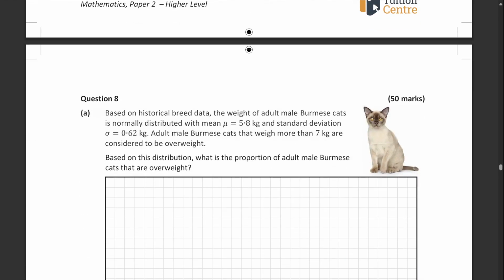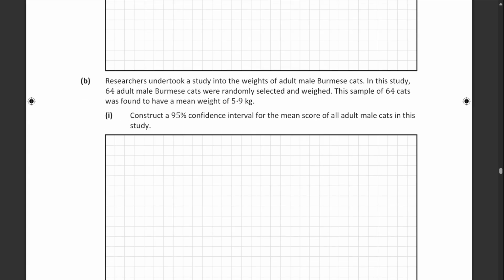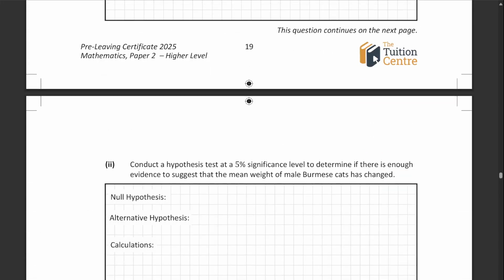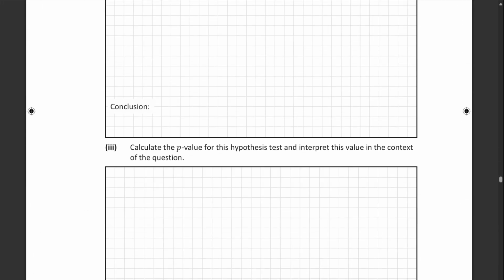All right, question 8. Inferential statistics again. Burmese cats, mean that, standard deviation that. And asking about proportion. Okay, that's fine. That's just a Z score. Weights. No, if I press to default, that's fine. And then a hypothesis test. Okay. Calculate the p-value.